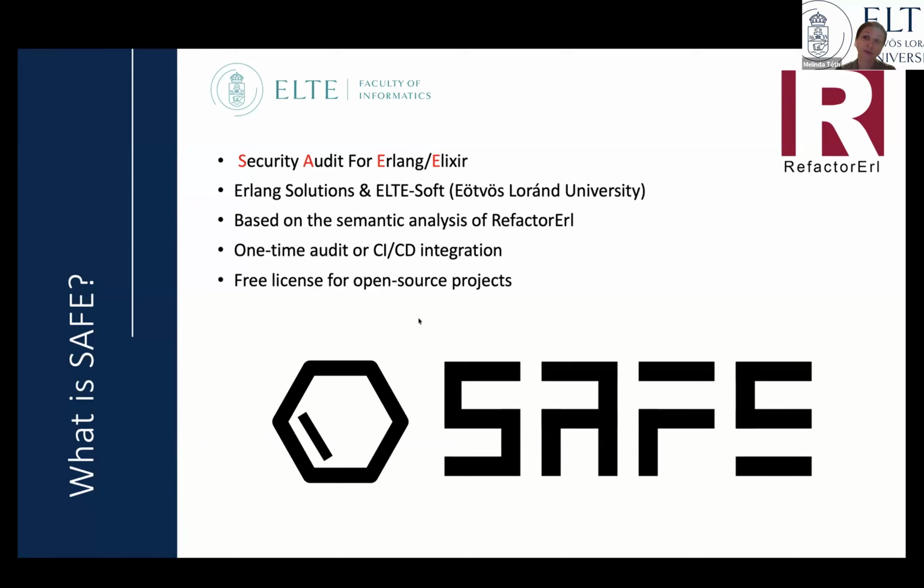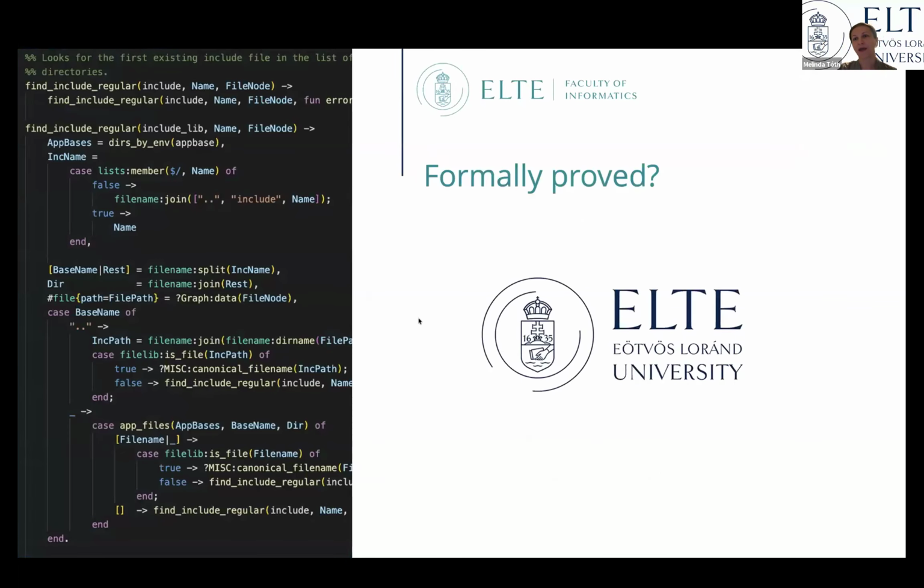It can be used either as a one-time audit. So if you just want to list your vulnerabilities, you can ask Erlang Solutions for a one-time audit for your source code. Or even, if you want, you can integrate SAFE into your CI pipeline and continuously check the security or the issues in your application.